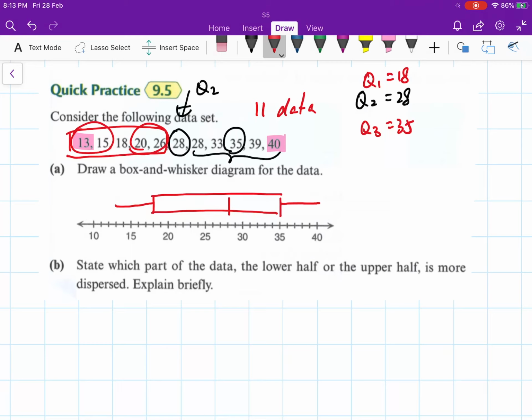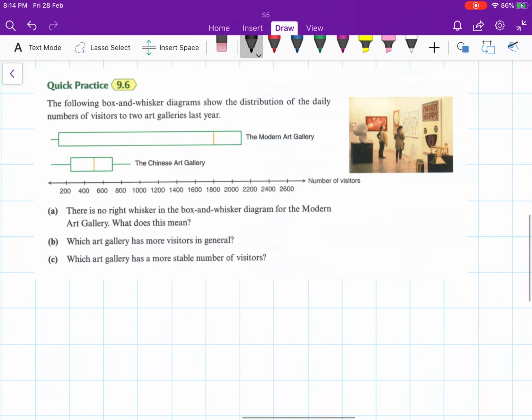Done, A part. Now we go to the B part. B part says to state which part of the data, the lower half or the upper half, is more dispersed. So take a look at this. If we cut it into 2 parts, the lower part is here, and then we also have the upper part, on the right hand side. Just take a look, which one is more dispersed? Of course the lower part, right? You just look at the graph and you will know which one is more dispersed. Dispersed means more space, the length will be much longer. So we can answer the question: it will be the lower part. That's it. Not difficult, right?